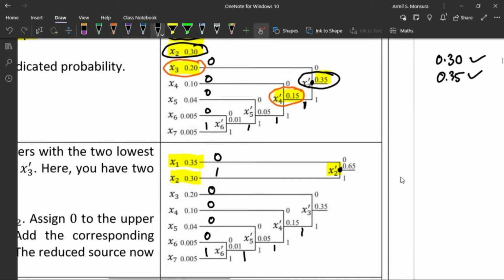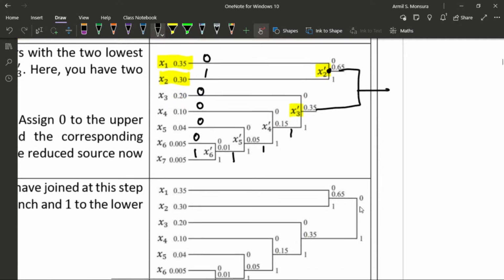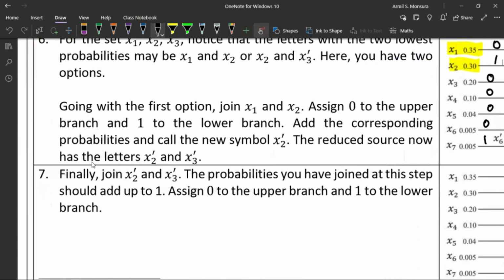And then finally, since dalawa na lang naman yung symbols ko, ito na lang yan, X2 bar at saka X3 bar. So I'll combine them as the last step. Kocombine ko na lang silang dalawa. Okay, so ayun. Finally, join X2 bar and X3 bar.